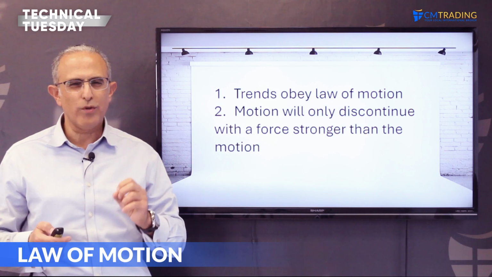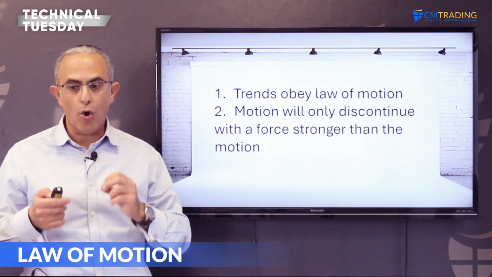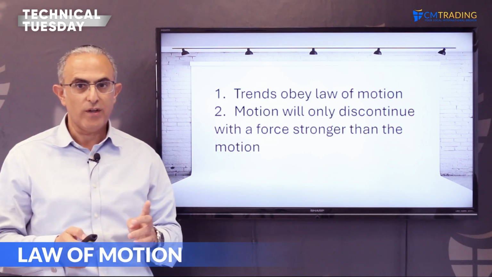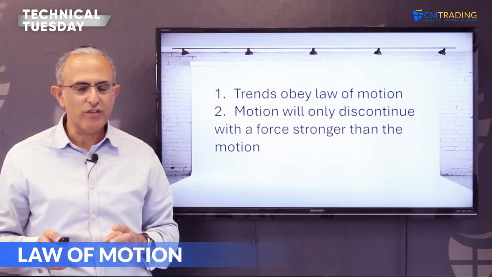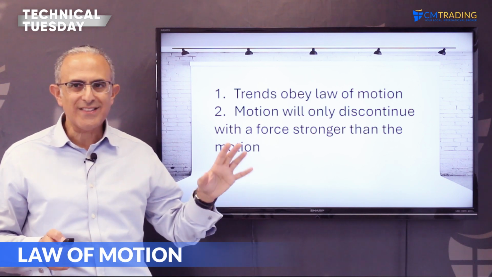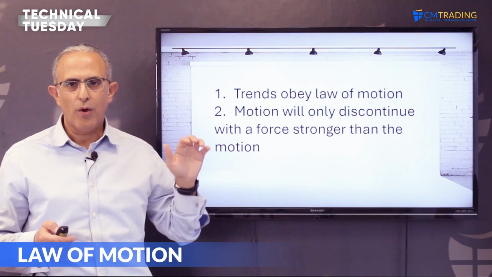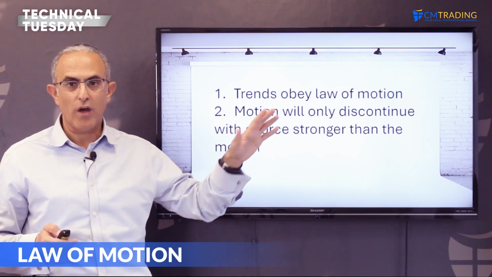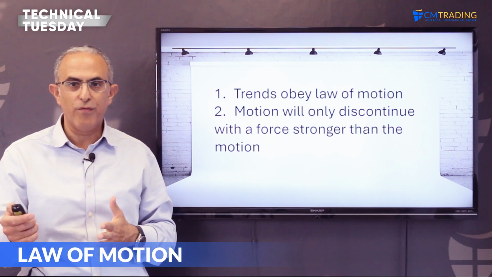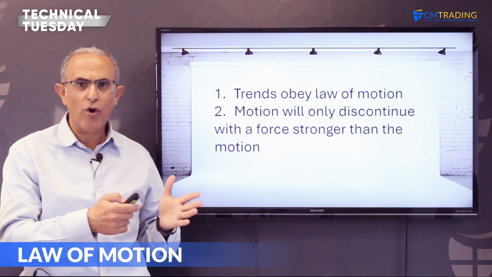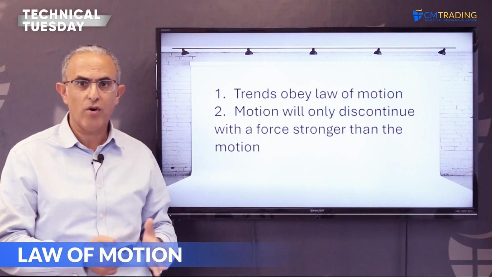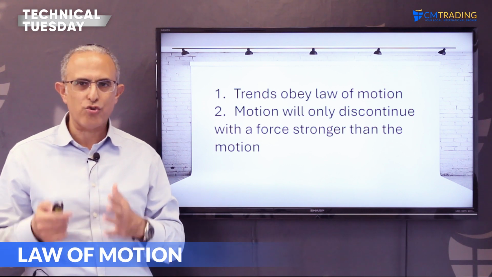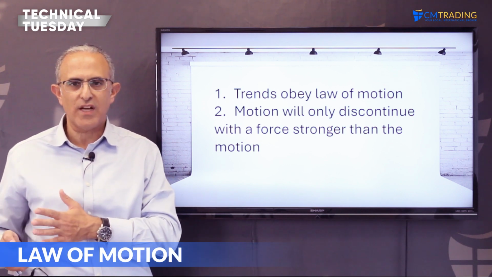Number two, and this is really very, very important. Motion will only discontinue with a force stronger than the current motion. That's really very important. Now, if it's trending upwards, it takes a lot to move it to another motion. To move it down takes a lot more than its current motion going up. Think about it, okay? If something is moving in a certain direction, to move it off course takes a lot more power. So that's one of the simplest reasons why when you're trading a trending market, you want to stay on the side of the trend.